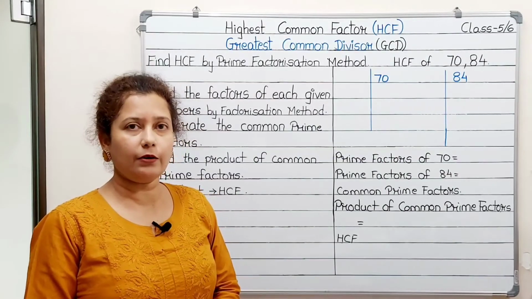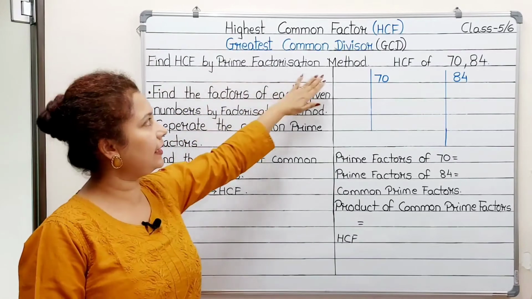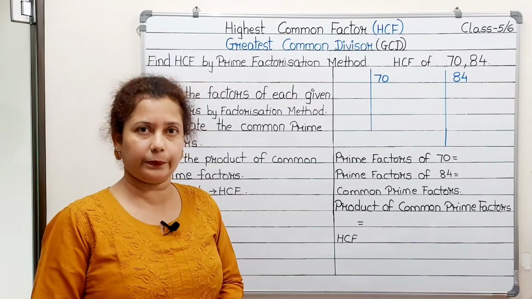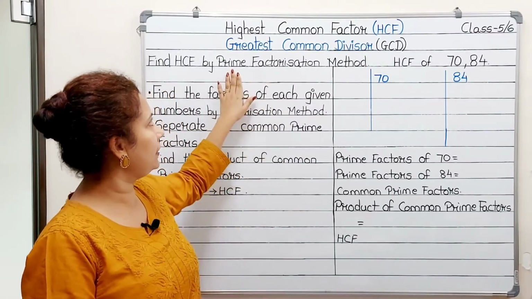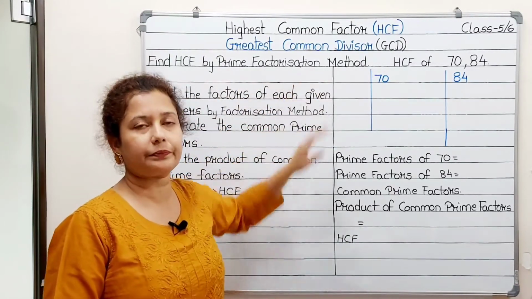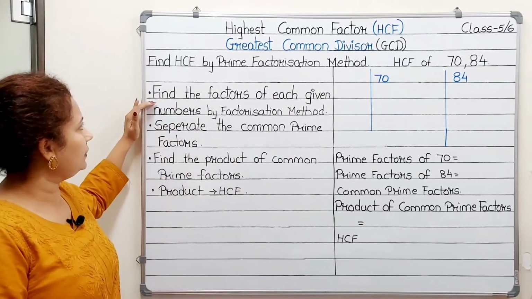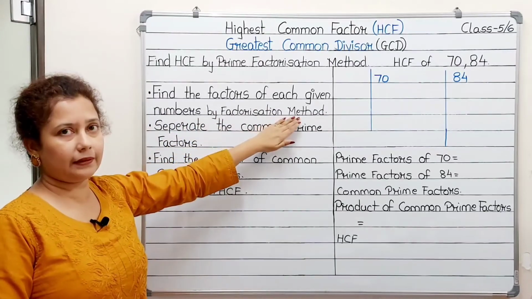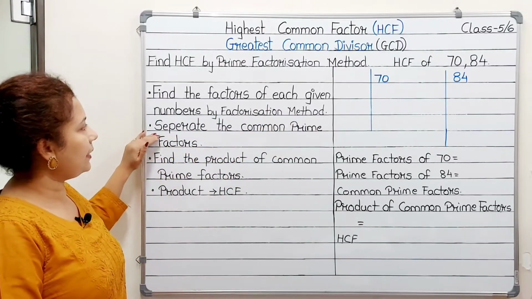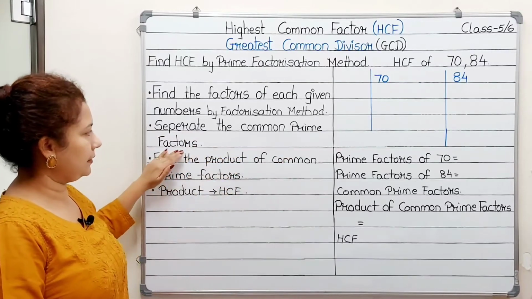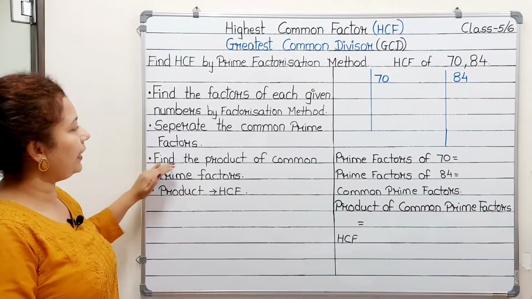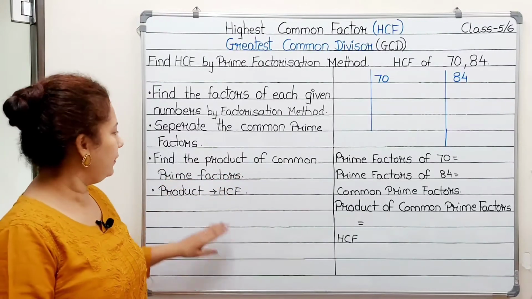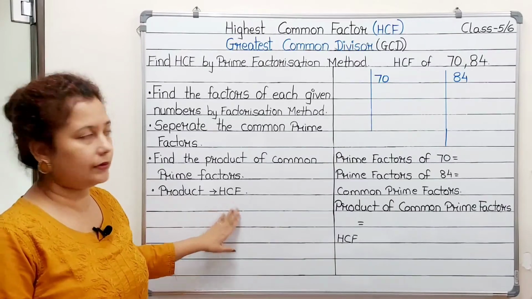Now I will explain how to find HCF by prime factorization method. I have explained prime factorization method in my previous video. So here we will be using division method of prime factorization. The steps are: find the factors of each given number by factorization method. Then separate the common prime factors. Third step is find the product of the common prime factors. The product which you will get will be the HCF of those numbers.